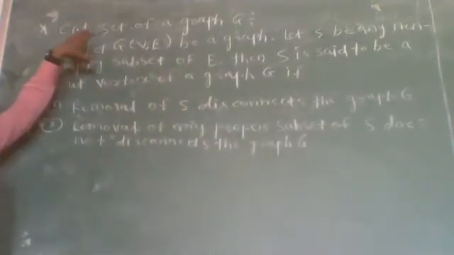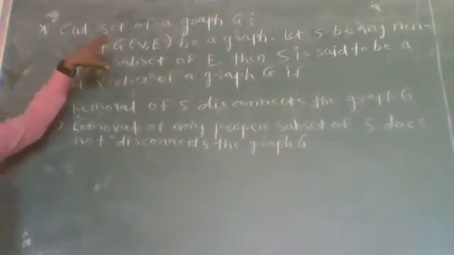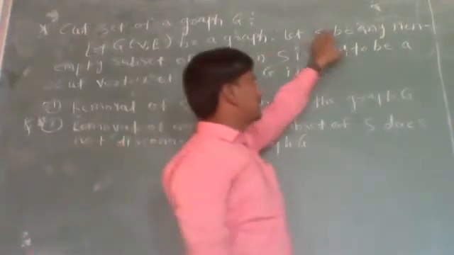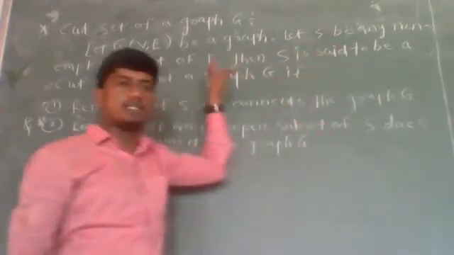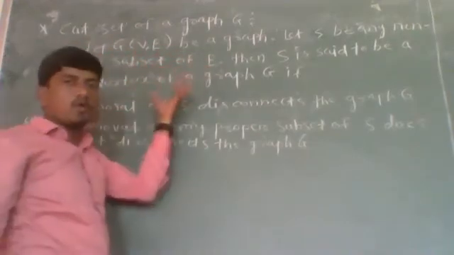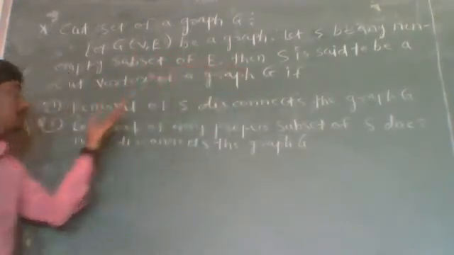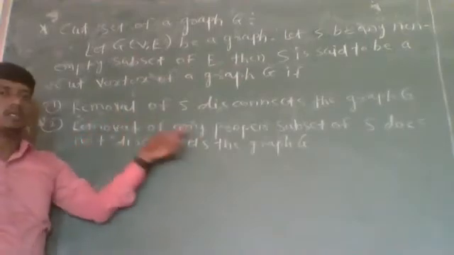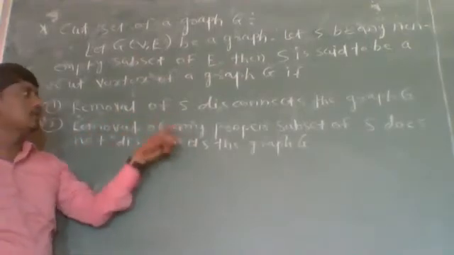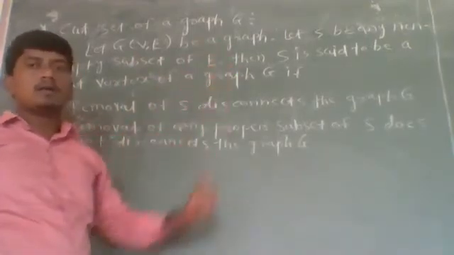So cut set of a graph G is nothing but, suppose G is a graph with vertex set V and edge set E, and S is any non-empty subset of the edge set of a graph G. Then this set S is said to be a cut set of a graph G if removal of the set S from a graph G disconnects the graph G and removal of any proper subset of S does not disconnect the graph G.